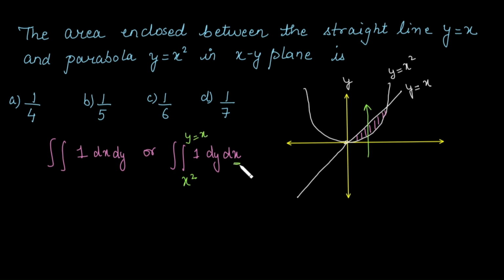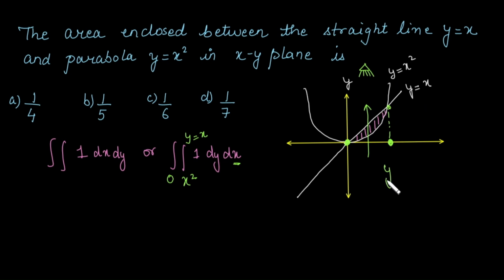For limits of x, we need to take a shadow on the x-axis. So for that you need to stand here, put a light on this shaded region. You will get a shadow from this point to this point. For that we need the intersecting point. This is clearly 0. Now what about this one?